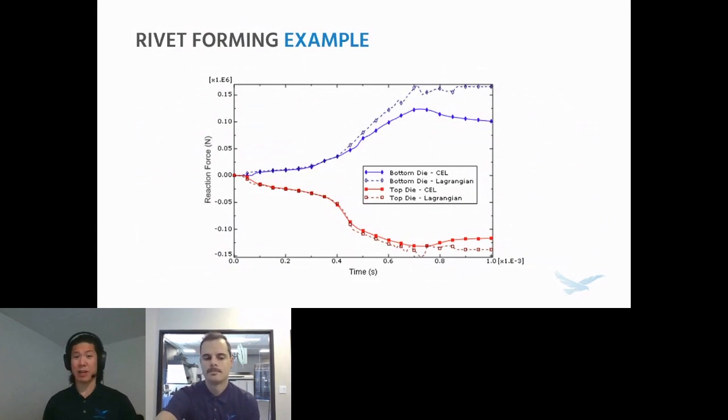But it does come at a cost. The CEL run took about 5 times as long as the Lagrangian run. So there is a bit of a trade-off there in order to get that additional accuracy.